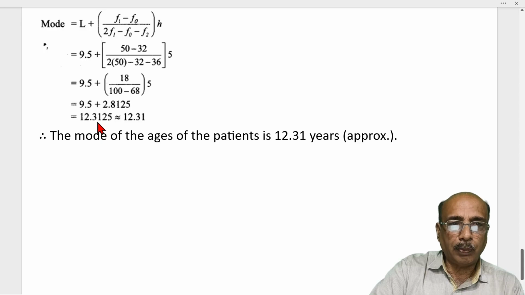You will get 12.3125, approximately 12.31. The mode of the ages of the patients is approximately 12.31 years. In the next video, we are going to study histograms.